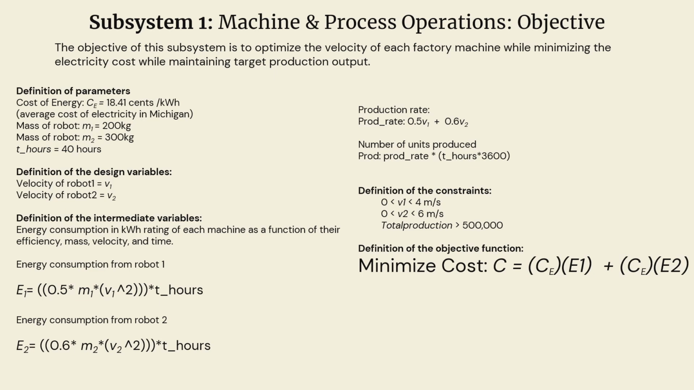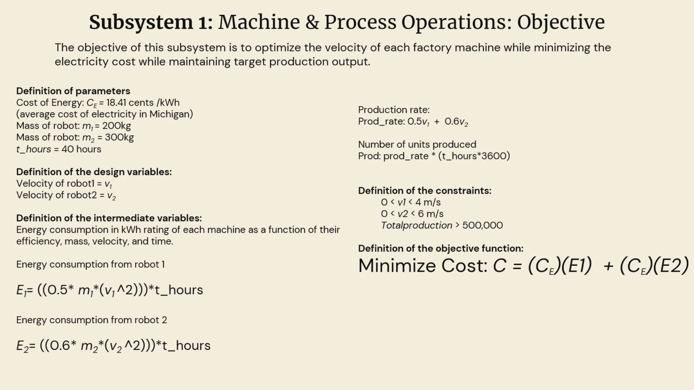Let's define the problem. The energy cost is 1841 cents per kilowatt. We have 2 types of robots with different masses and power consumption. Time available to operate is 40 hours. Our design variables are the velocities of robots of each type.